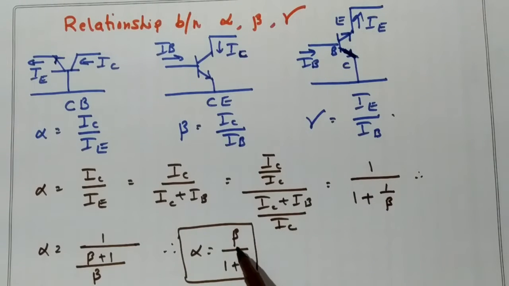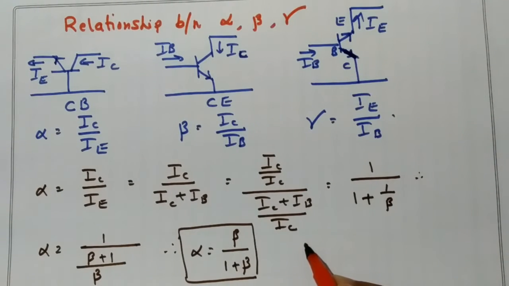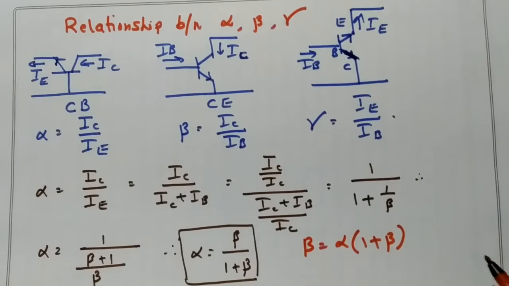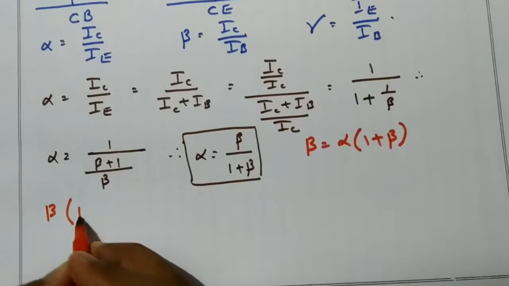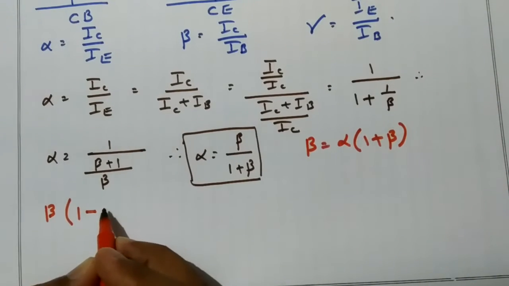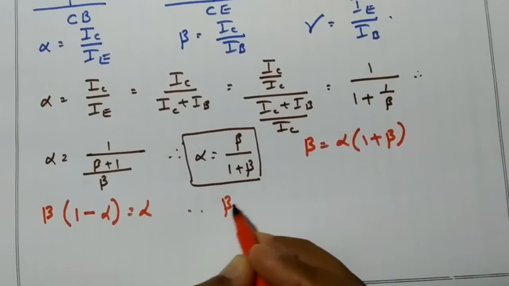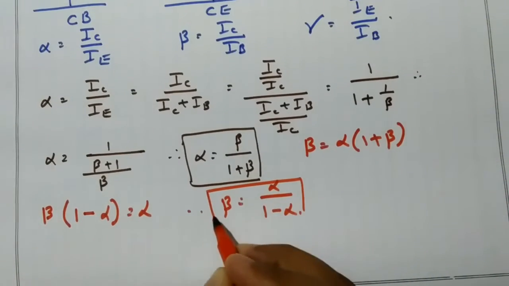Now we can get the expression for beta in terms of alpha. So from this what we can write is beta is equal to alpha into 1 plus beta, or beta into 1 minus alpha, that is equal to alpha. Therefore beta is equal to alpha divided by 1 minus alpha.